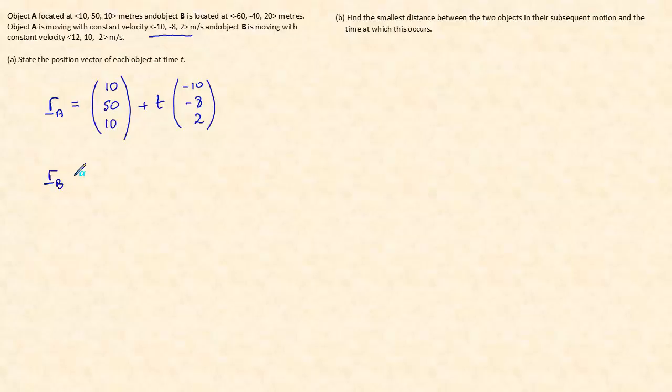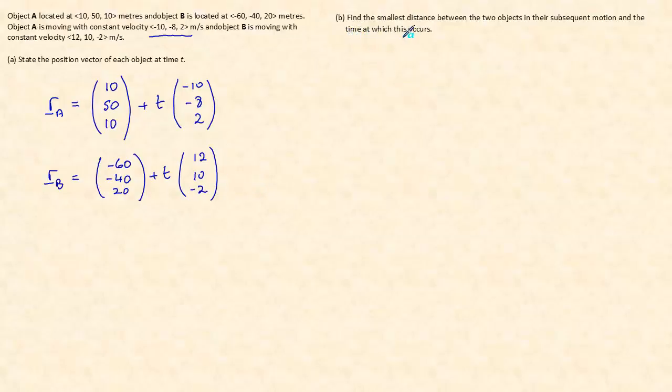And in the same way, RB is equal to (-60, -40, 20) at the start, and then they start at the same time, so we can use the same t. Every second it moves (12, 10, -2).